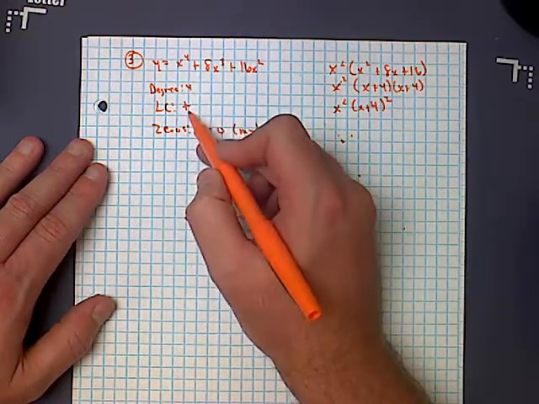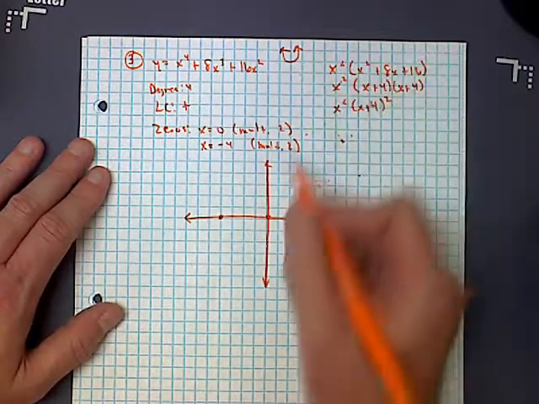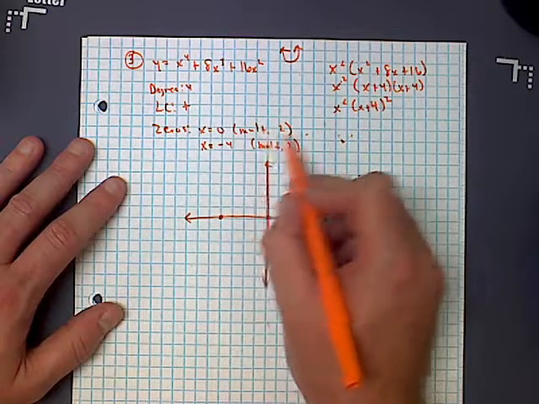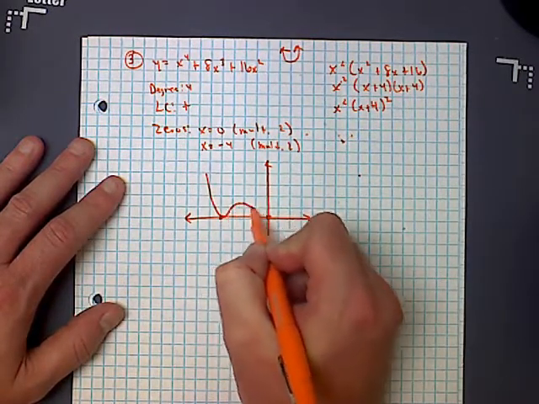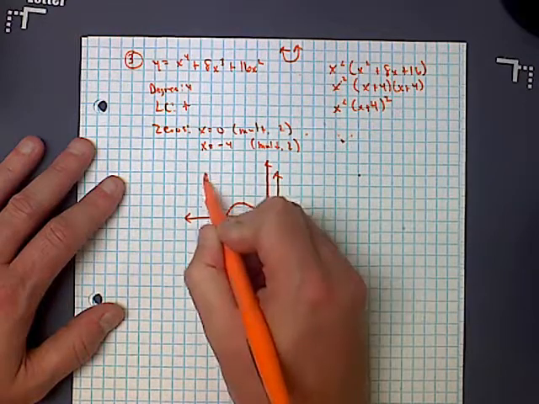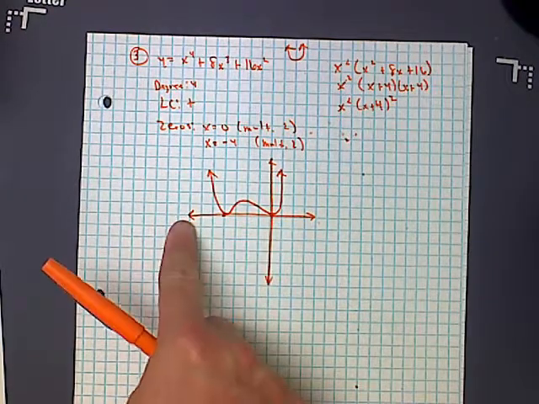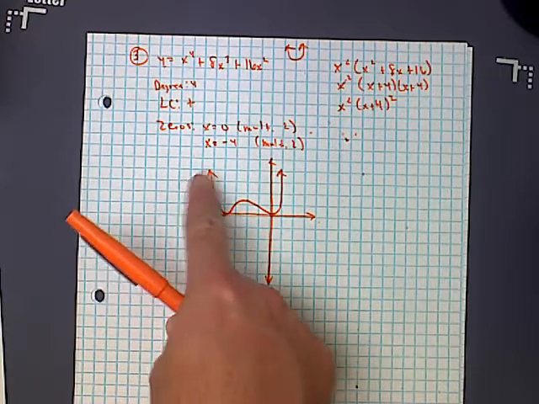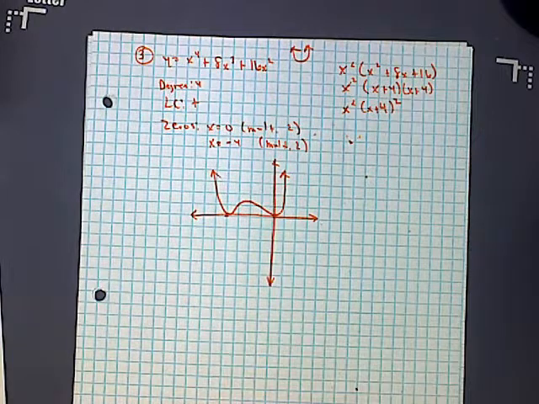Degree 4 and the leading coefficient is positive. That means both ends are going to be sticking straight up, something like this. So, since they both have an even multiplicity, that means I'm going to bump it. I'm not going to go all the way through it. I'm just going to bump it and continue on. As x goes to negative infinity, y goes to infinity. As x goes to positive infinity, y goes to positive infinity.